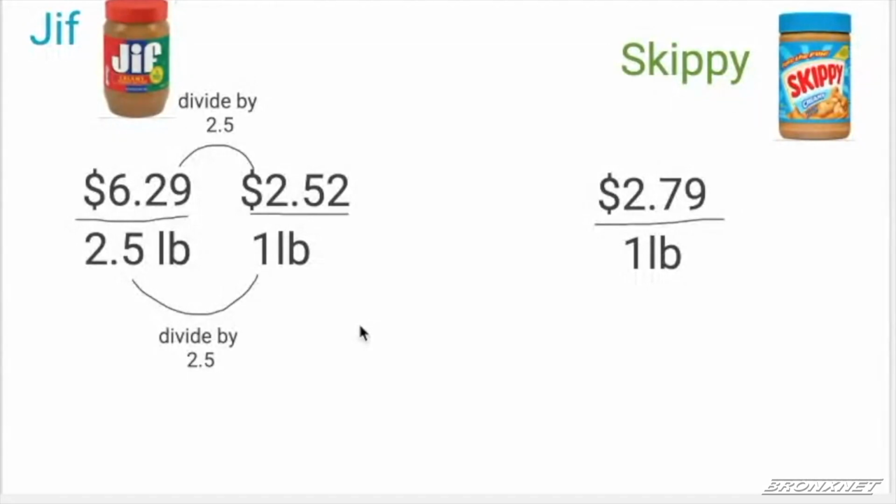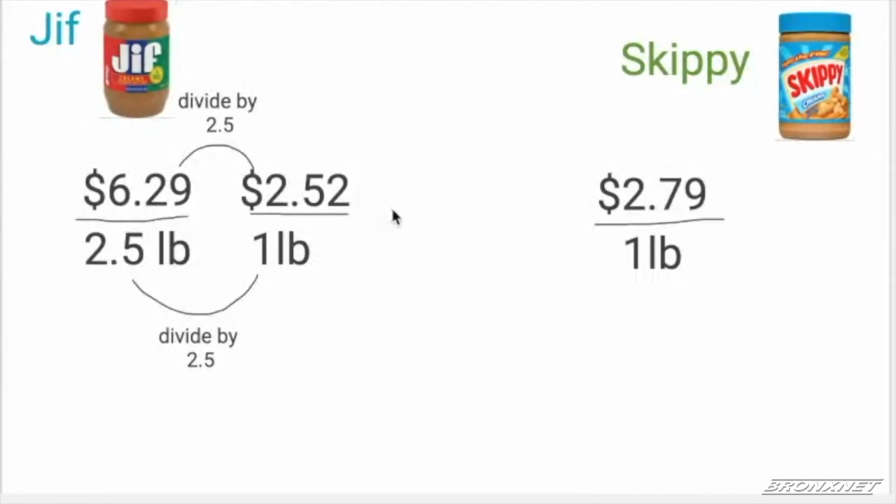So we know that the Jif is $6.29 for 2.5 pounds. What we want to find is how much it costs for 1, because a unit rate is always out of 1. So to get from 2.5 to 1, we divide by 2.5. 2.5 divided by 2.5 equals 1. Whatever we do to the bottom with a ratio, we need to do to the top. So now we take our $6.29 and divide it by 2.5, and we get $2.52. This means that it costs $2.52 for 1 pound of Jif peanut butter.